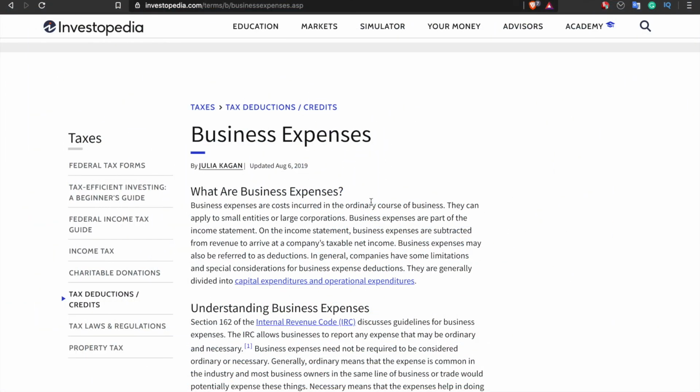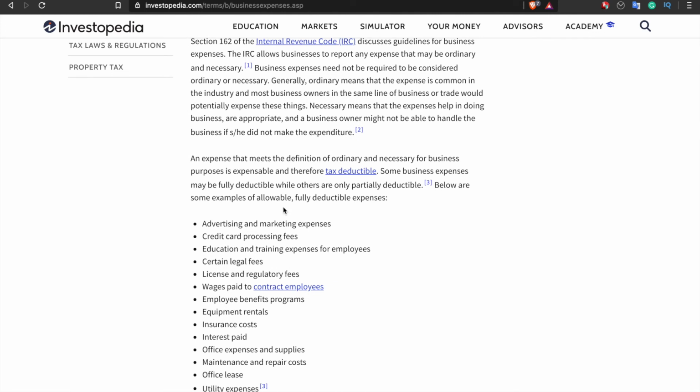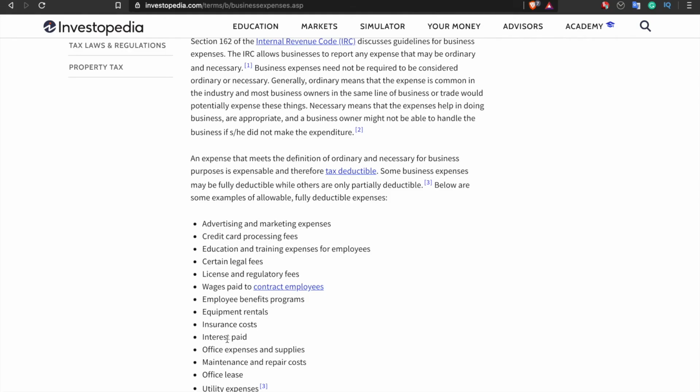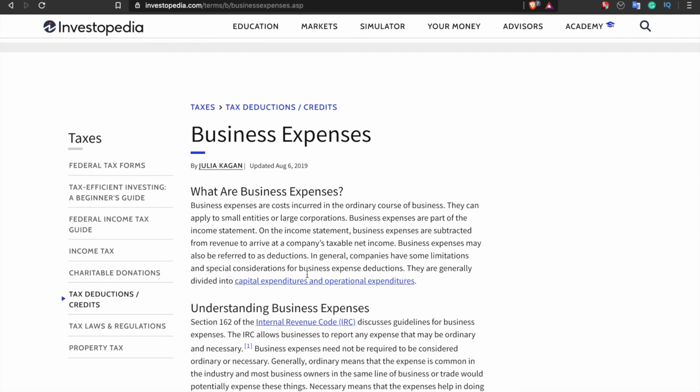If you'd like to understand more on the types of business expenses, you can head on over to Investopedia and get a complete understanding. But here's a quick look. So any expenses, credit card processing fees, advertising and marketing expenses, or equipment, insurance, any interest that you've paid on money that is borrowed, any maintenance or repair costs, office lease, utility expenses, these are expenses that would decrease shareholders' equity.